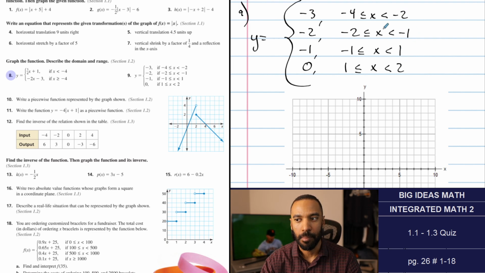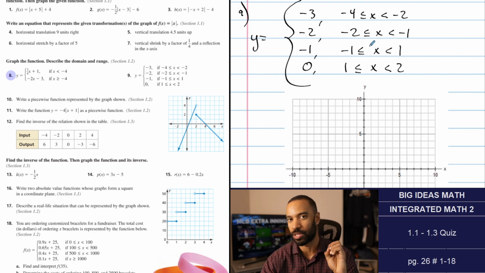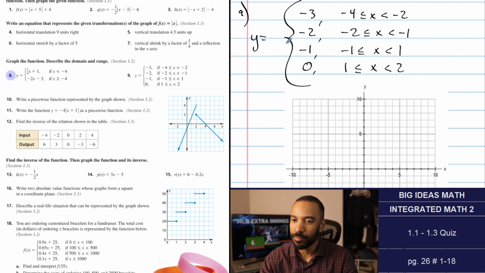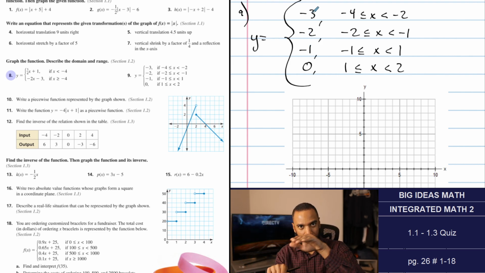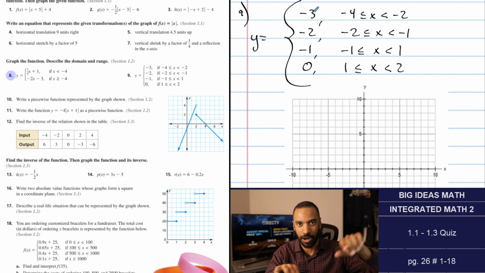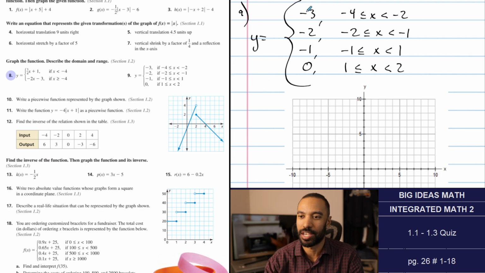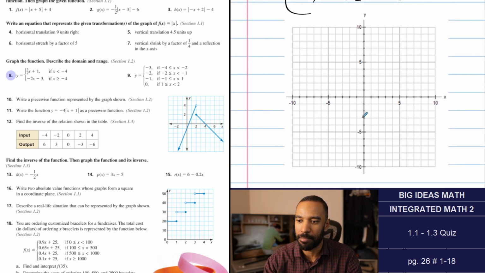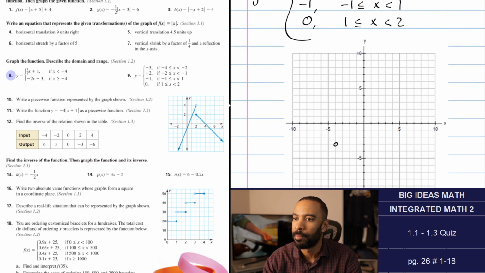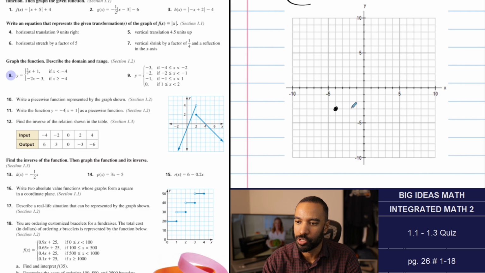Now, I'm mentioning between this and that, the left side is included in that set, the right side is not included. So you'll see closed circles on the left, open circles on the right. These are constants, which means they're flat. y equals -3, y equals -2, y equals -1, y equals 0. They are straight horizontal lines going across in certain sections. Between -4 and -2, y equals -3. Literally, that means that right down here, between -4 and -2, y equals -3. Closed circle on the left, open circle on the right. And it's just going to look like that.